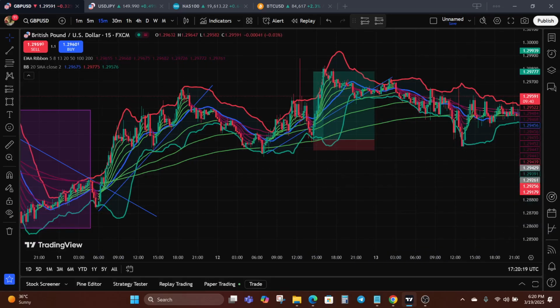All right, so is the EMA ribbon indicator worth using? Absolutely. It is an effective indicator for spotting trends, reversals, and trade entries with high confidence.